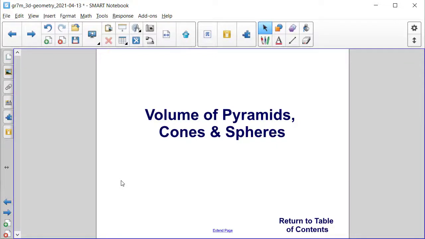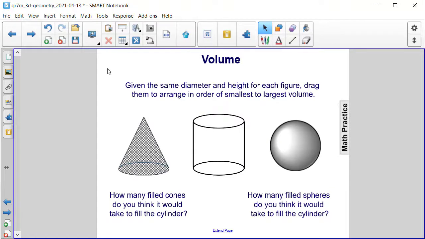Volume of pyramids, cones, and spheres. Given the same diameter and the height for each figure, drag them to arrange in order from smallest to largest in terms of volume. Let's start there. This cylinder actually looks pretty big.